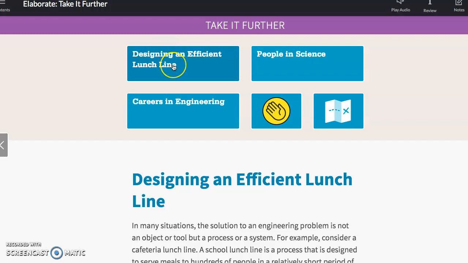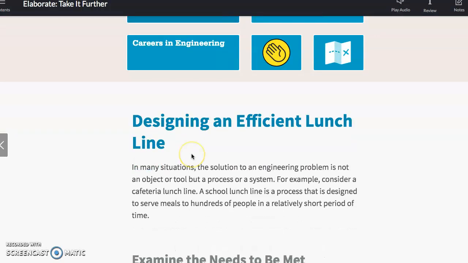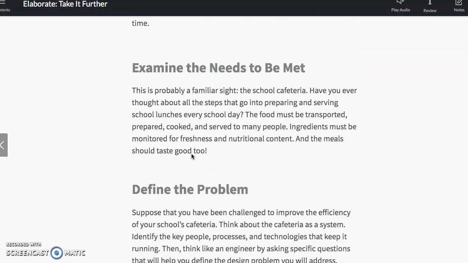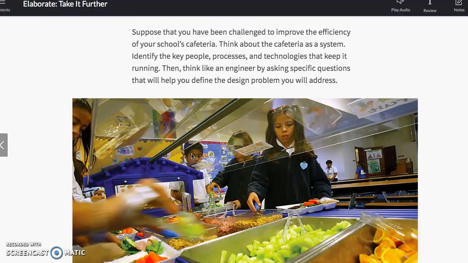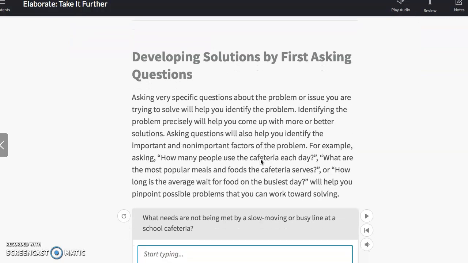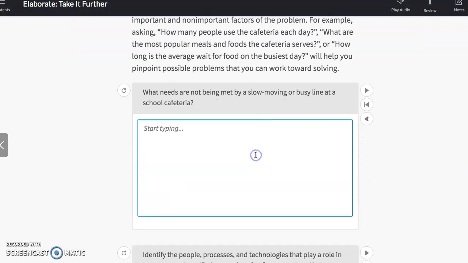Okay, so for taking it further, I decided to do designing an efficient lunch line. Defining the problem: the lunch line must be too long if it's not efficient. What needs are not being met by a slow-moving or busy line? The students are not getting their food quickly. That means they have less time to eat and play with their friends.